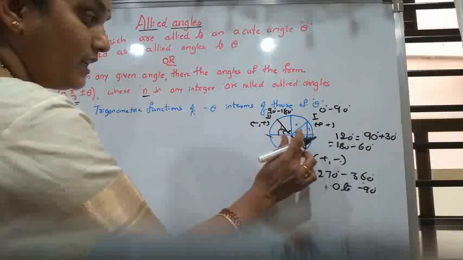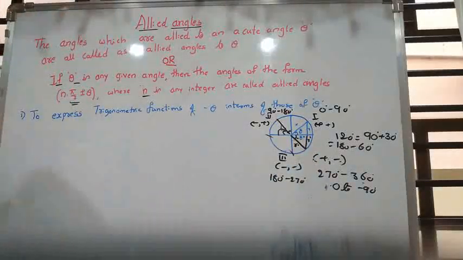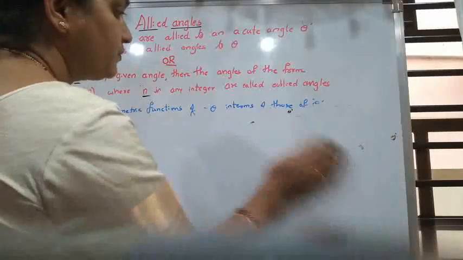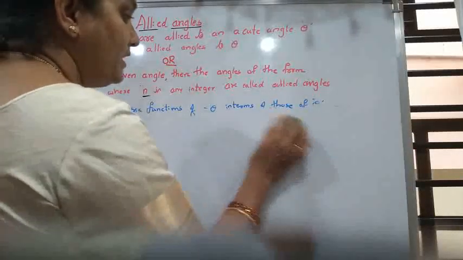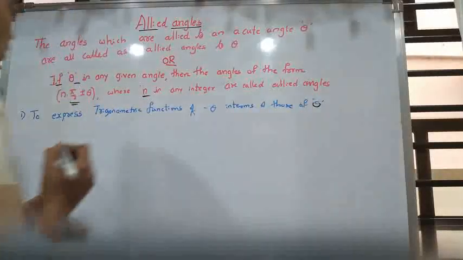0 to -90, all of them are lying in the fourth quadrant. Okay, so this is what the allied angles are. Now we shall express all the angles allied to this angle theta in different quadrants.